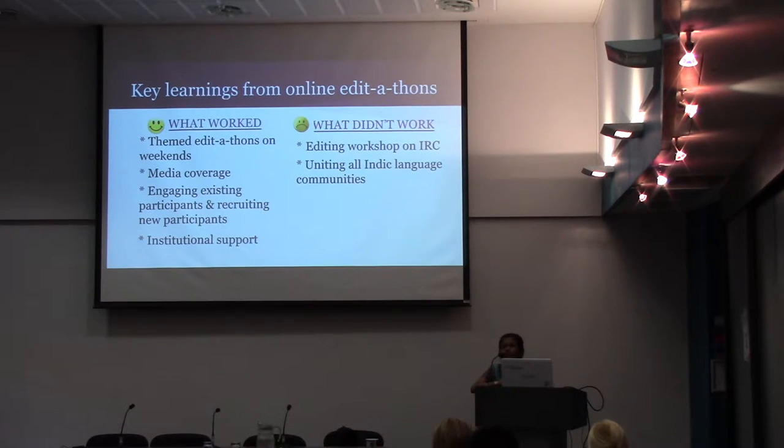We also got a lot of institutional support, from both the Indian and state governments, and also from non-governmental organizations conducting editathons. They would sometimes provide support in terms of resources, sometimes in terms of venue, and some educational institutes actually came up and told us that they would like to have their students or their staff members participate.